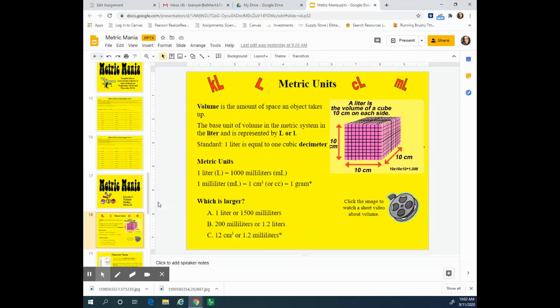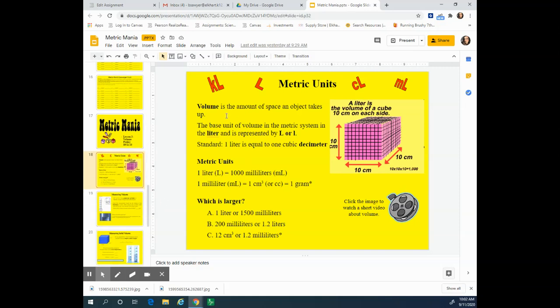Okay, so as you guys know, we're going to start here, and we're going to keep in mind that we have 1 liter equals 1,000 milliliters. 1 milliliter equals 1 cubic centimeter, or cm cubed, or cc's, equals 1 gram.